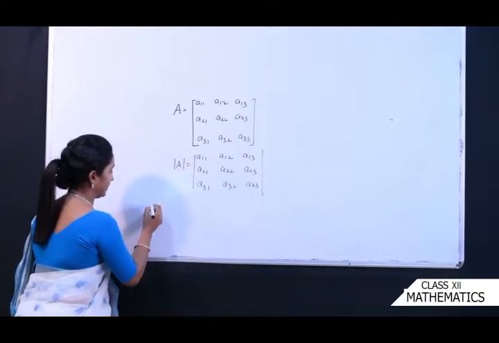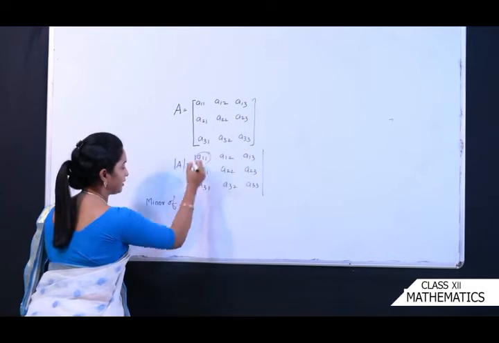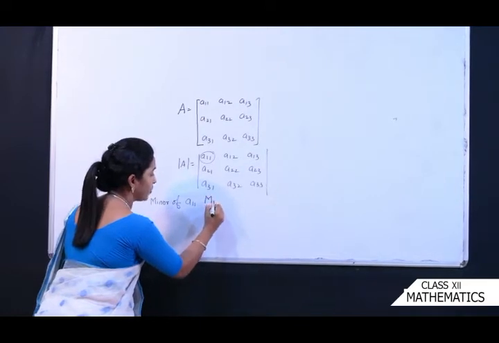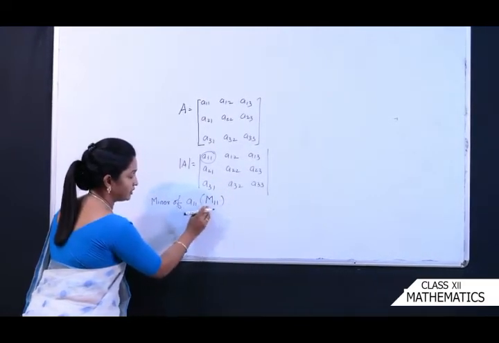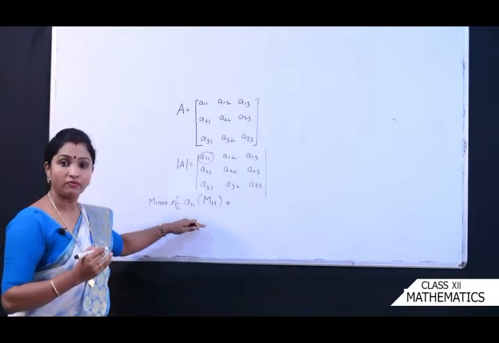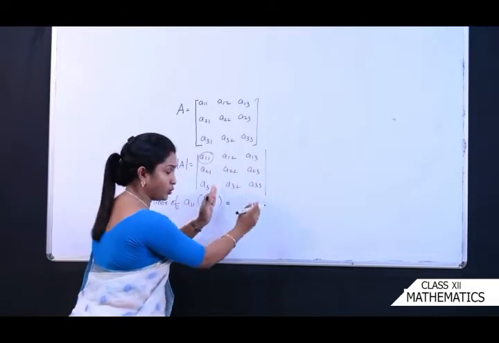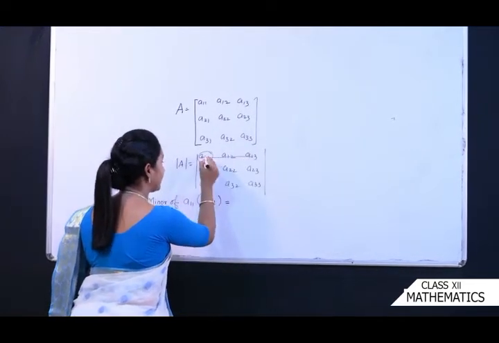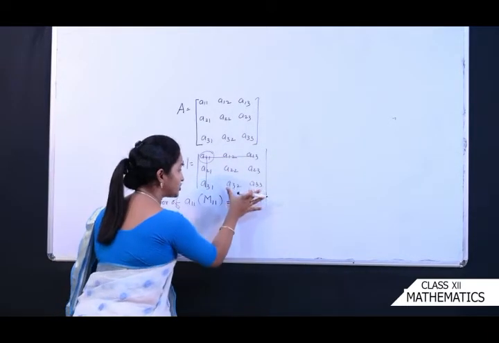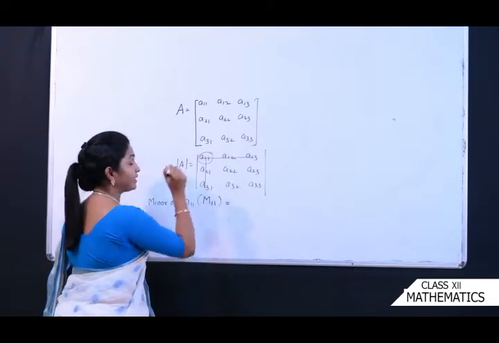Now we will find the minor. Look, minor of the first element. I am finding the minor of the first element, which is normally denoted by M11. The meaning is minor of the element A11. Now what does it mean? The minor M11, the minor of this element, means the elements which are left out after deleting the row and column in which the element lies. Is that clear?